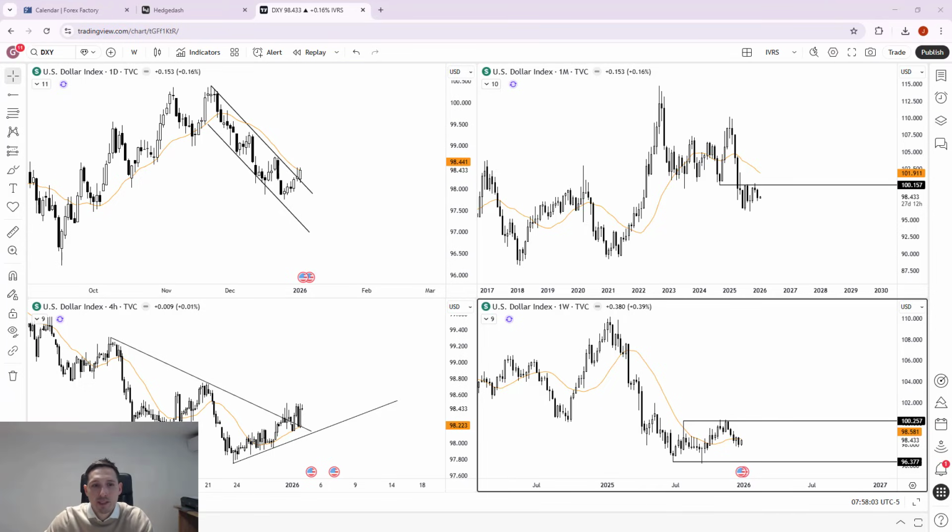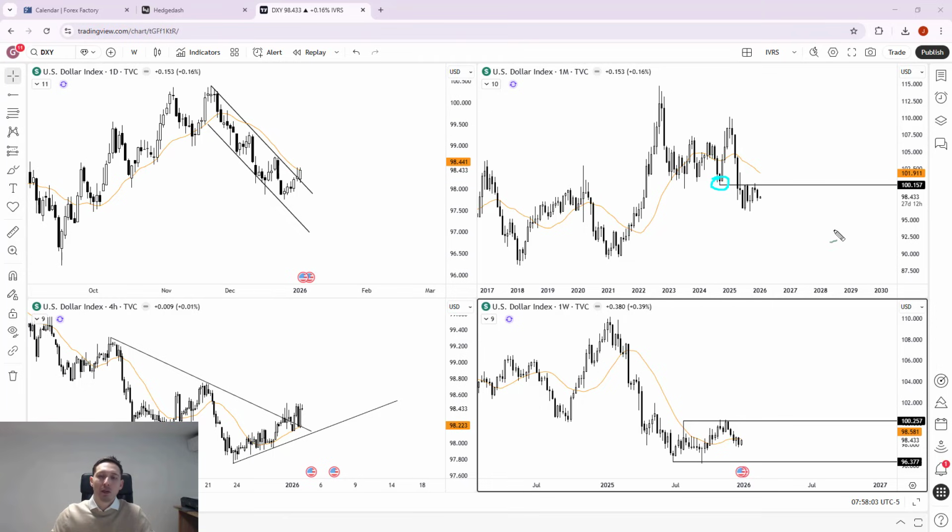So what's interesting about the DXY here, and we have this on 4 time horizons, the daily, the 4 hour, the monthly, and the weekly. You can see in the monthly, we're just sitting underneath this prior low. So we're attempting this breakout to the downside, and we cannot really say on a monthly time horizon whether or not this is going to succeed. If we break back above the 100.157 in the bigger picture, then obviously this would be a failed breakout to the downside, and this would actually put a retest of the highs back into play.